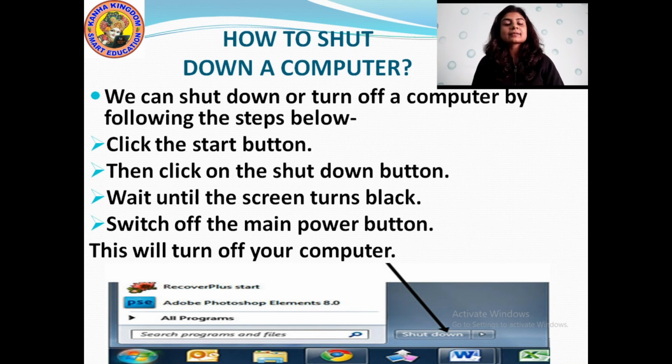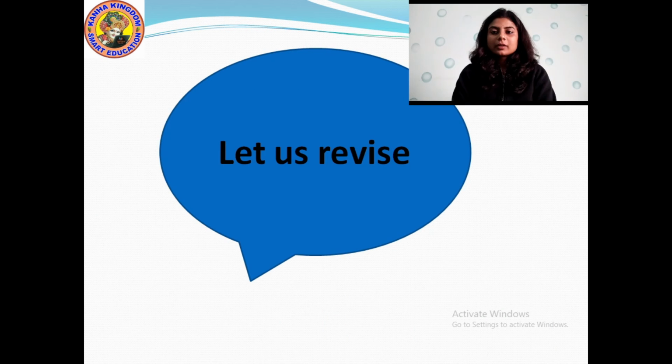Now students, let us revise once. So kids, what did we study today? We studied how a computer works, then what the different types of computer are, then what you can do on a computer, what the different works are that can be done in a computer, and then how we can start and shut down a computer.